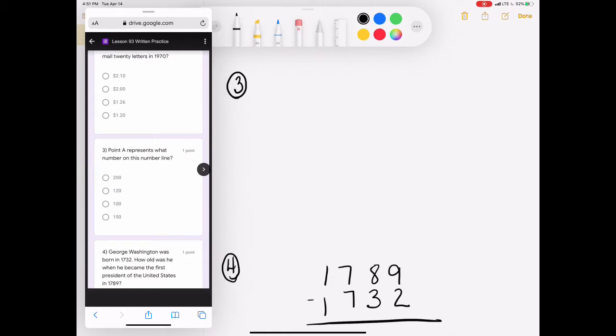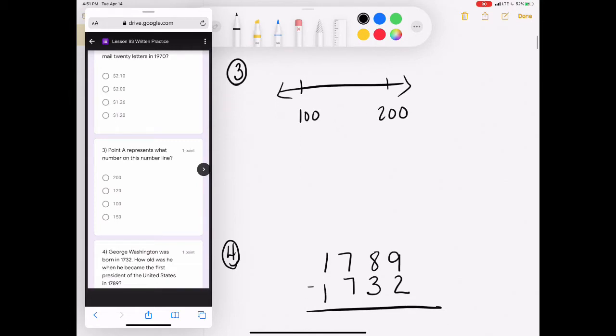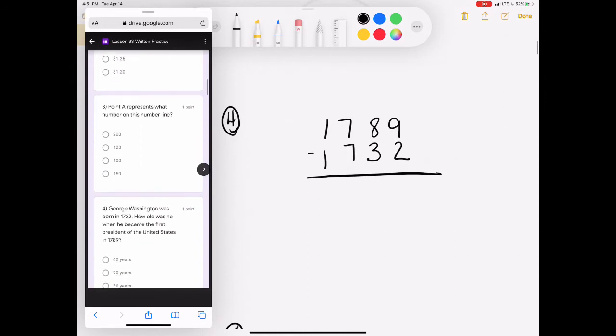Number 3. Point A could be what number on this number line? So let's draw that number line in the books so you don't need it. It's between 100 and 200. So you could already eliminate some answers. Point A is right here. And it's not 250 yet. And it's just more than 100. So it is 120.